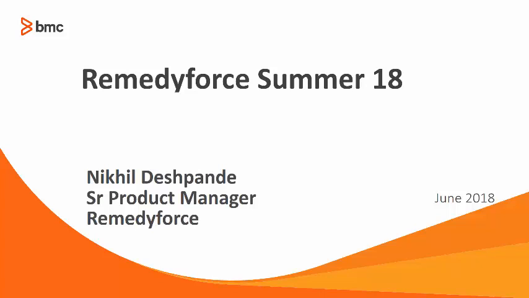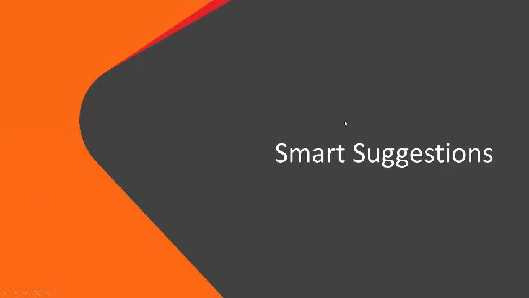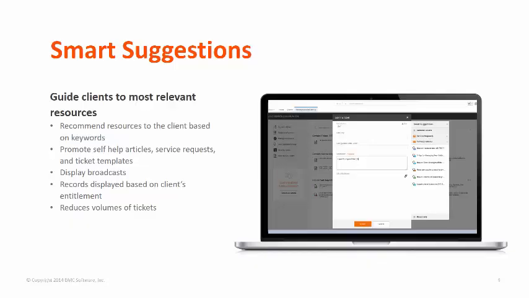In this video, we will understand how smart suggestions in self-service can be used to reduce volumes of tickets. Smart suggestions are a way to guide clients to the most relevant resources available to them in Remedyforce. Smart suggestions are based on algorithms that run in the background as a client enters details on a ticket form in either of three fields: category, description, and service.